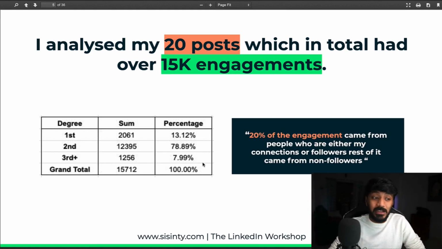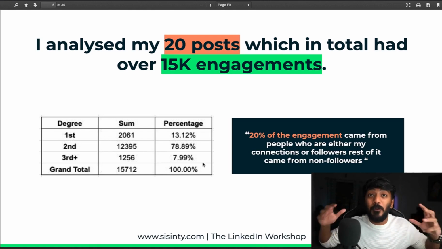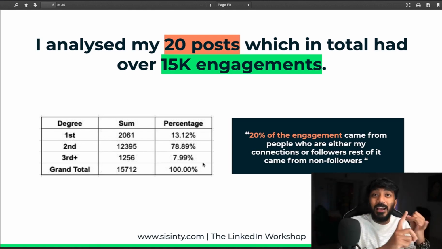Basically, the funny thing is only 20% of the total engagement came from people who are either my first level connections or my followers. The remaining 80% of the engagement came from people who are not even following me or connected with me. What does that mean?